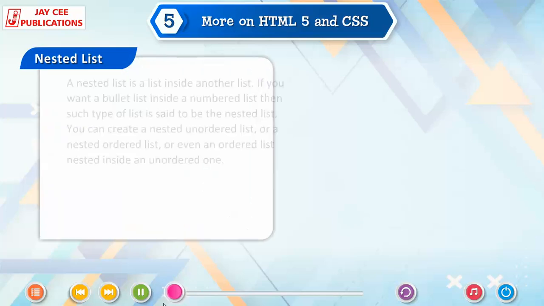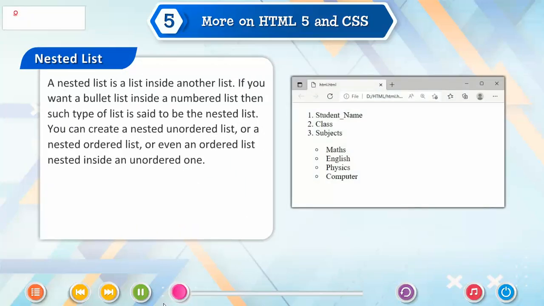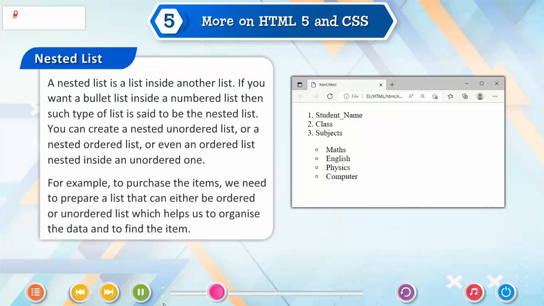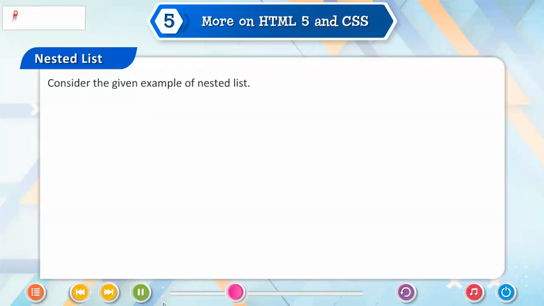Nested list. A nested list is a list inside another list. If you want a bullet inside a numbered list, then such a type of list is said to be a nested list. You can create a nested unordered list or a nested ordered list or even an ordered list nested inside an unordered one. For example, to purchase items, we need to prepare a list that can either be ordered or unordered, which helps us to organize the data and to find the item. Consider the given example of nested list.